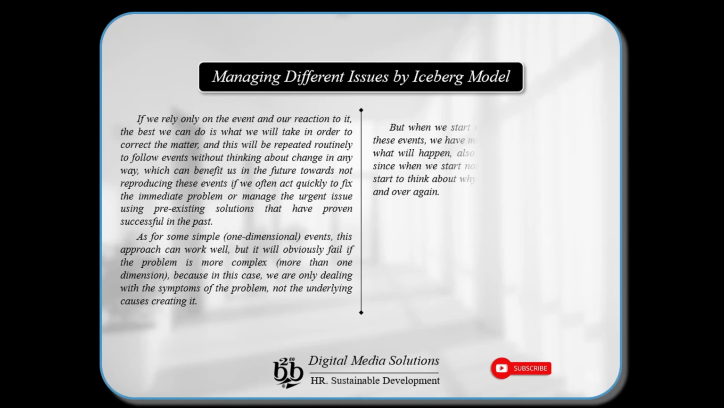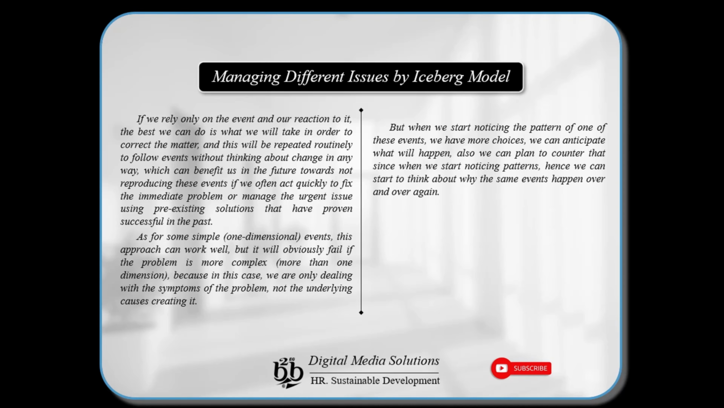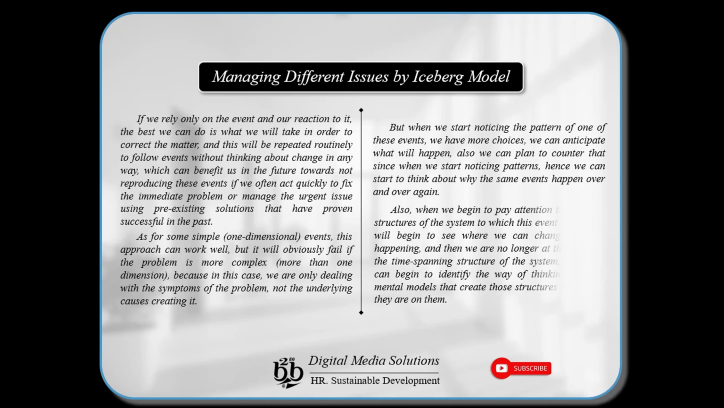But when we start noticing the pattern of one of these events, we have more choices: we can anticipate what will happen, and we can plan to counter that. Since when we start noticing patterns, we can start to think about why the same events happen over and over again. Also, when we begin to pay attention to the basic structures of the system to which this event relates, we will begin to see where we can change what is happening. And then we are no longer at the mercy of the structure of the system, and we can begin to identify the way of thinking and the mental models that create those structures to be what they are.